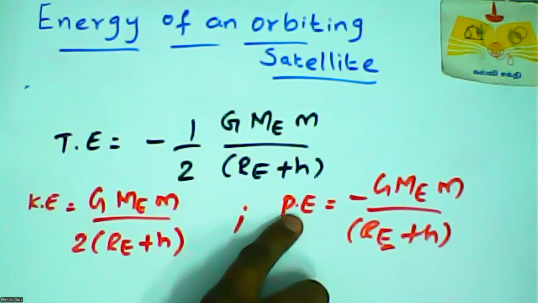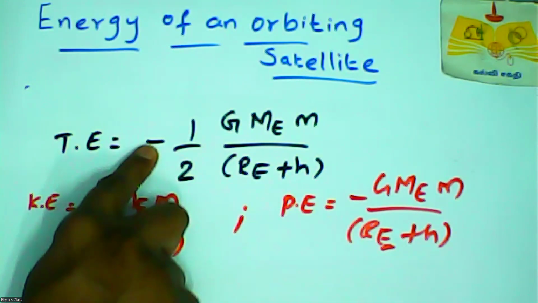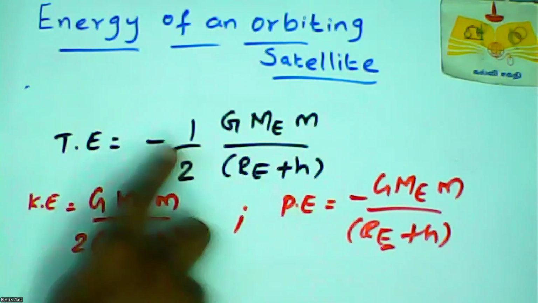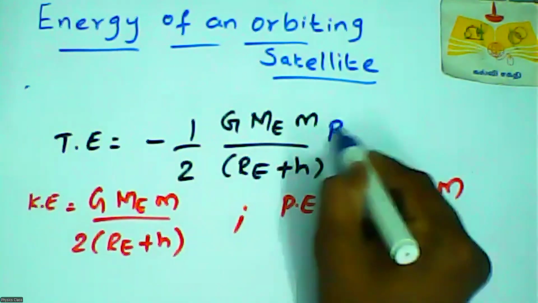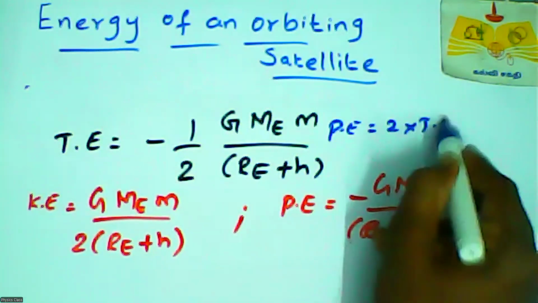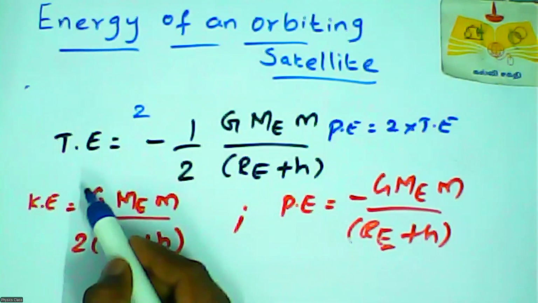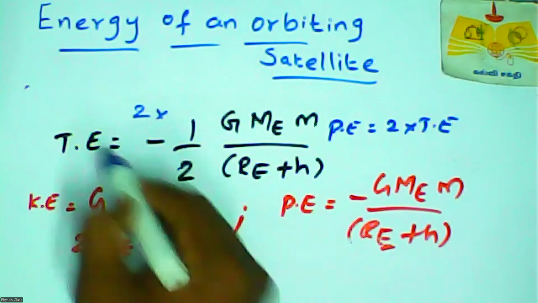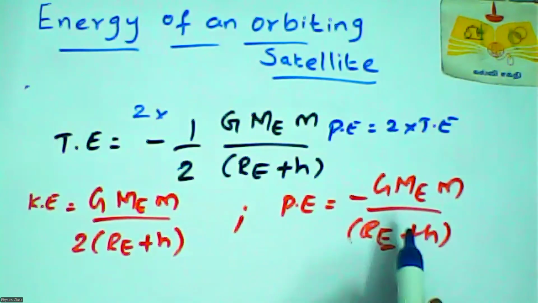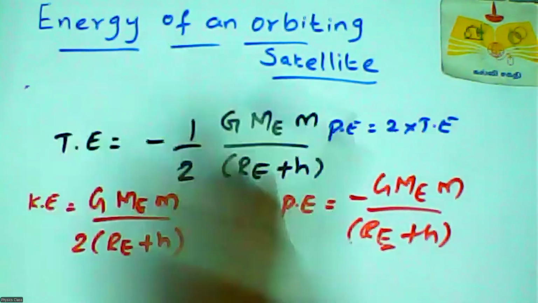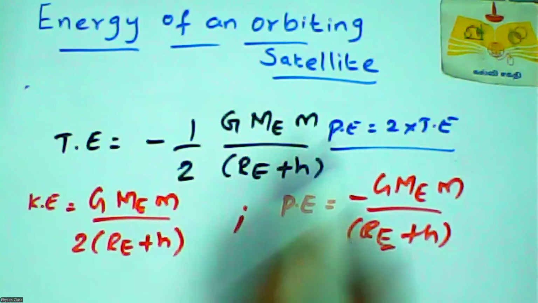Potential energy here is twice the total energy. Here you can see that potential energy is twice the total energy, because if you multiply by 2 and cancel, you get minus G M E m by R E plus h. So potential energy is twice the total energy. So P is equal to 2 into T.